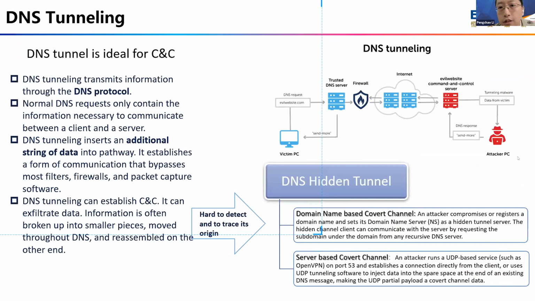DNS tunnel. DNS tunnel is used for C2. It transmits information through the DNS protocol. A DNS tunnel inserts an additional string of data into the pathway. It establishes a form of communication that bypasses most filters, firewalls, and packet capture software.